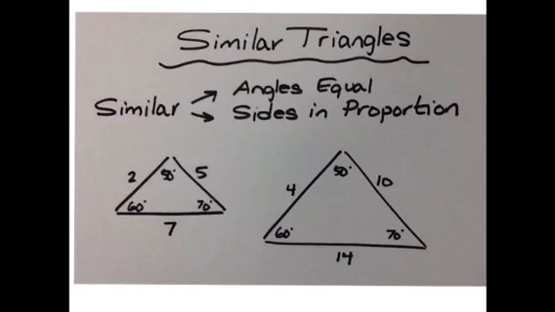If you look at this 2, if I multiply by 2, I get a 4. If I have the 7 and I multiply by 2, I get a 14. If I have the 5 and I multiply by the 2, I get the 10. So every number on the left has been multiplied by 2 to get the numbers on the right. Therefore, the sides are in proportion.